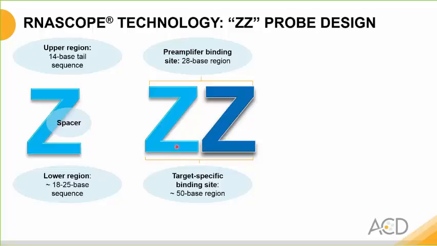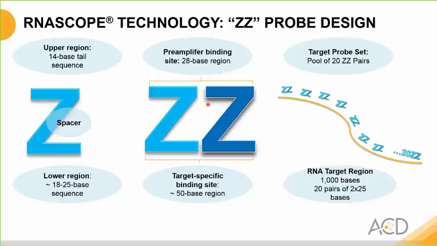This hybridization to this target site creates a so-called pre-amplifier binding site at the top of the double Z pair, which allows for the subsequent building of an amplification tree and amplification of the signal. The target probe set for a given biomarker consists of approximately 20 double Z probe pairs spanning a target region of about 1,000 base pairs, which is depicted in the right-hand panel of this slide. So you can see each of the double Z pairs lining up along the target biomarker sequence.